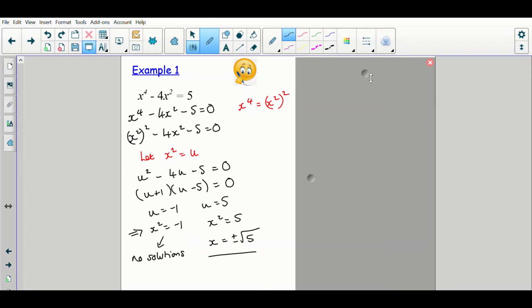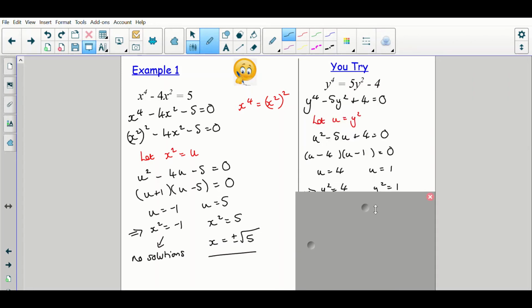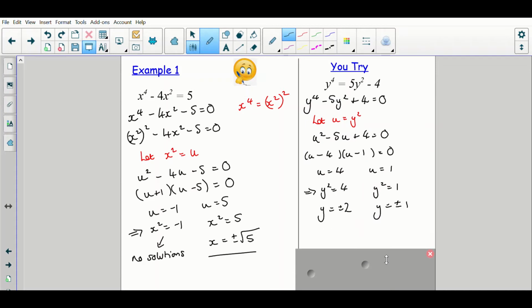I'd like you to pause the video now and have a go at this question here. So this is the solution that you should have got. So just check through and compare yours. This time you'll notice that both strands of our quadratic can actually be square rooted, so we end up with 4 possible solutions.